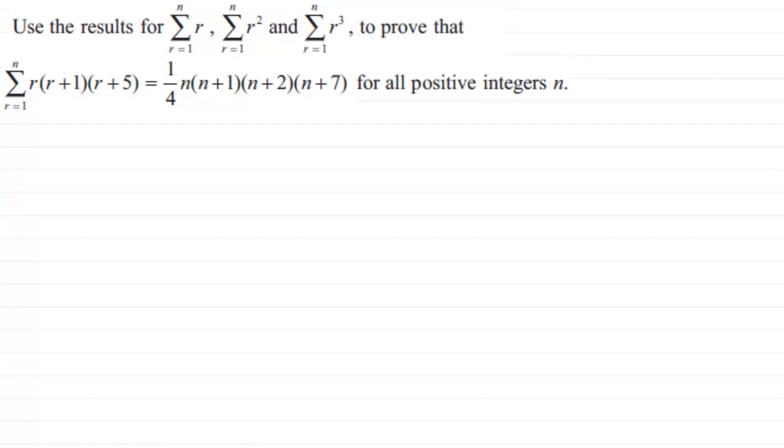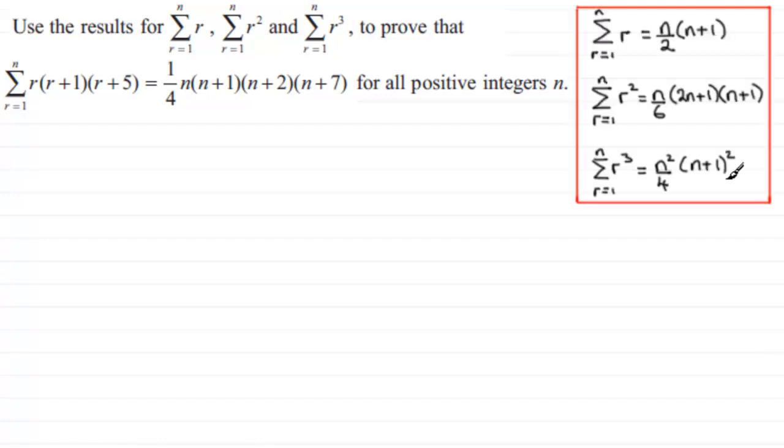Well, first of all, let's have a look at those results for sigma r squared and sigma r cubed. You can generally find these in any formula book. Now, first of all, I'd want to start by copying the question down. So we'll start with that then. We've got the sum, sigma r going from 1 to n, of r times r plus 1 times r plus 5. And what I'd want to do next is to expand this bracket.